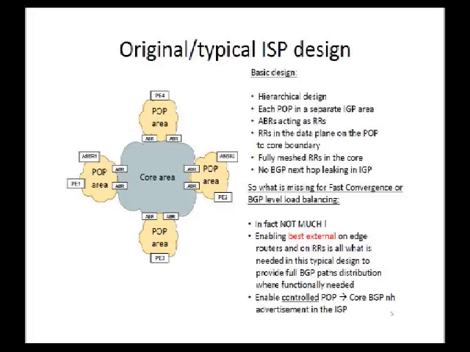So you had POPs and the core. You have ABRs acting as RRs in your data plane. You have fully meshed RRs in the core. And at that time, nobody was really thinking about advertising next hops into your IGP end-to-end, because it was not really required. BGP convergence was good enough to satisfy the applications of that time.